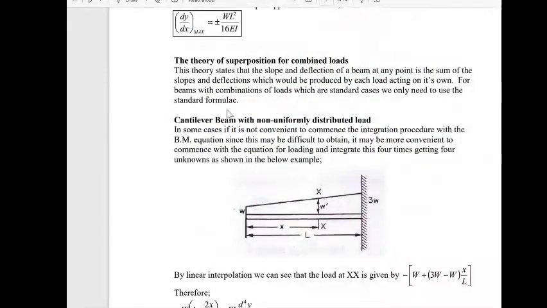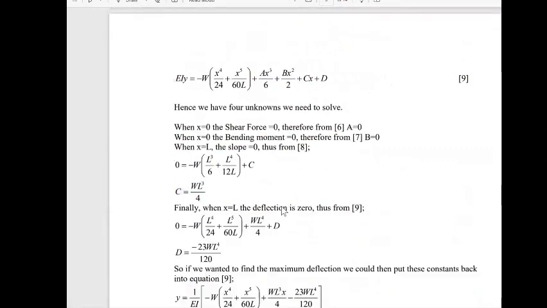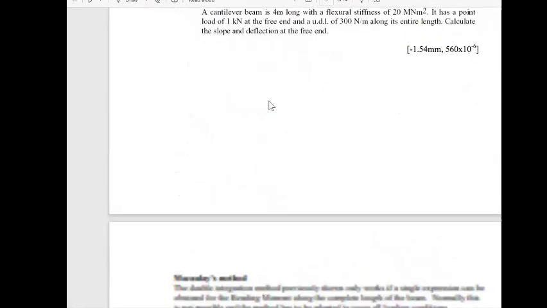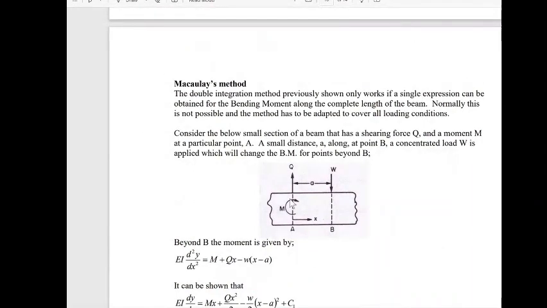There is the cantilever beam with the non-uniformly distributed load. That's in there for completeness. I don't expect you to have done that. There are some examples there. Please have a look at those if you've not done so already. And then this is what we're going to start looking at today.